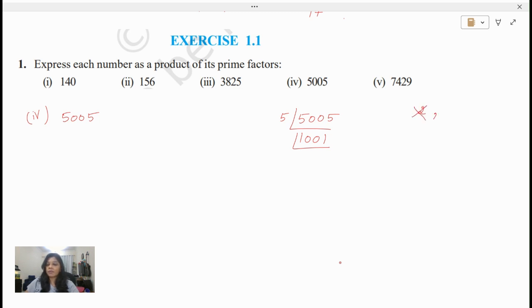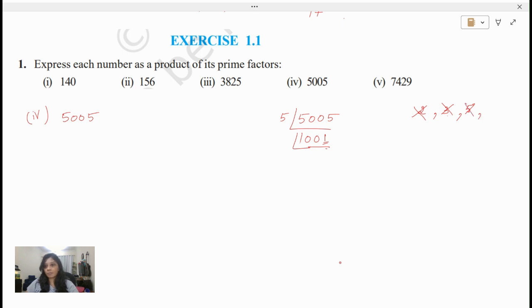2. And what is the divisibility rule for 3? Sum of the digits should be divisible by 3. So 1 plus 0 plus 0 plus 1 is 2. So I know that it will not appear in the 3 table. So it won't be divisible by 3. Then check for the next prime number 5. The unit digit is not 5, so it won't be divisible by 5.